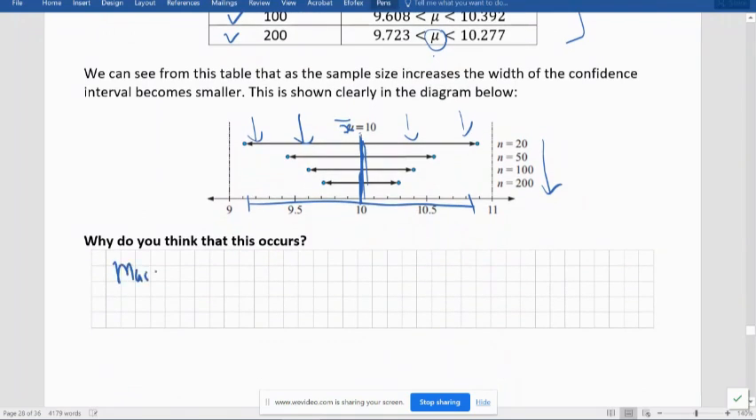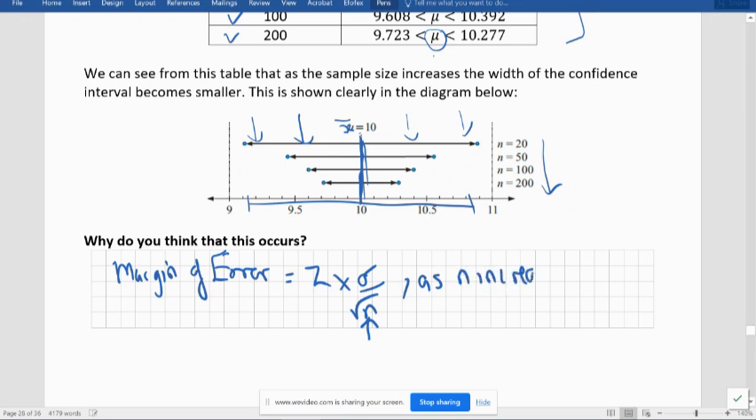So I have put that in here. We'll put that in: margin of error equals the z value times that. And that's the key, the n value. So as n increases, the margin of error, I might just call it ME, decreases in this case. And it should make sense anyway too.